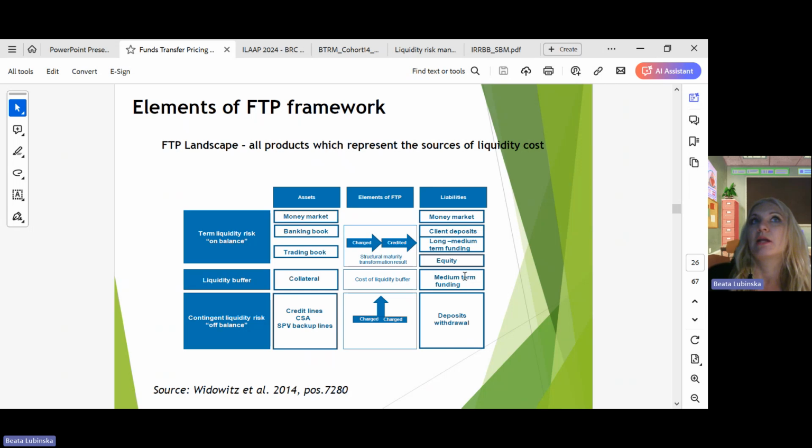So this is methodology. The third thing is the FTP curve. And the FTP curve is probably one of the most important elements in FTP, because it is such a difficult process to find the curve which works for our bank. So it's not a one size fits all exercise. Finding the right FTP curve is based on the particular situation of the bank itself.